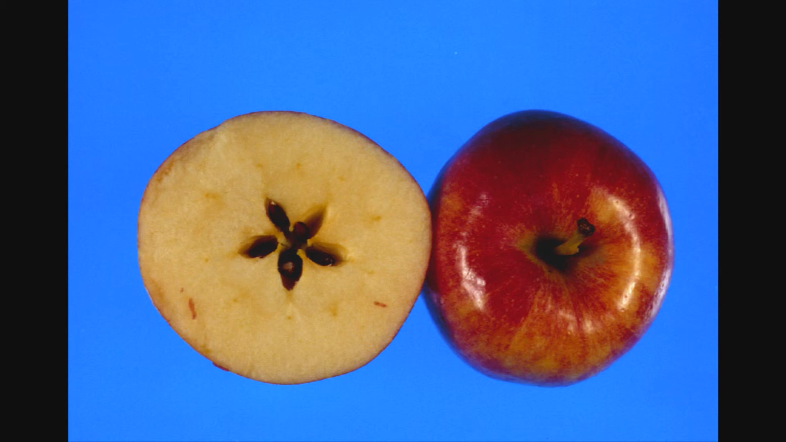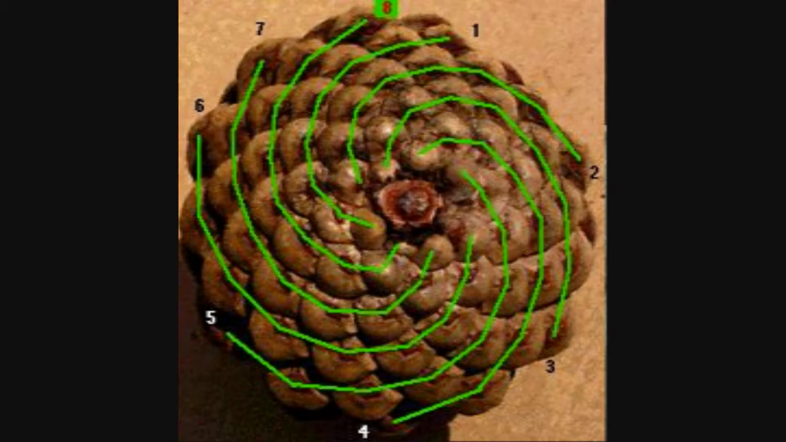Another thing in nature is if you look at a pine cone, you can see that the scales of the cone make spirals. Some go to the left and some go to the right. If you count the numbers of scales at each level, you'll find that they will follow the Fibonacci sequence.